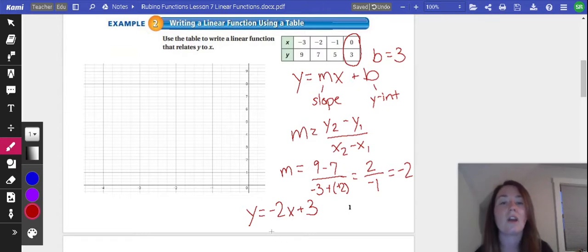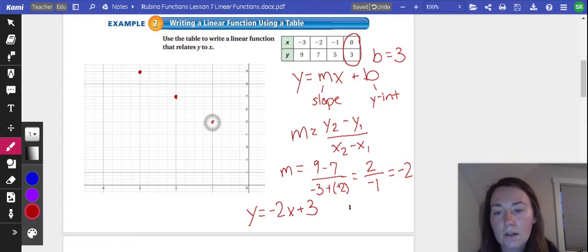And if you were to graph this, instead of using the slope formula, you may have graphed this and found the slope by making a slope triangle like we did in example 1. So I would just be graphing each of these as points. My first point would be at negative 3, 9. Negative 3, 9, it's right about here. Negative 2, 7 is right about here. Negative 1, 5 is here. And 0, 3, and those are the points.